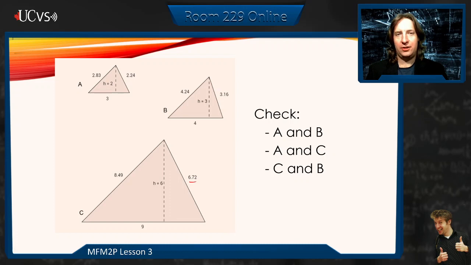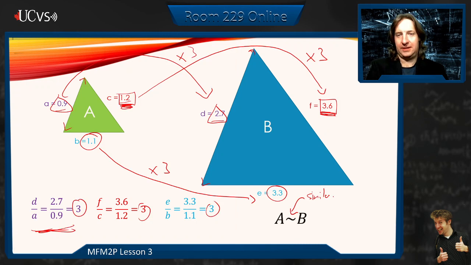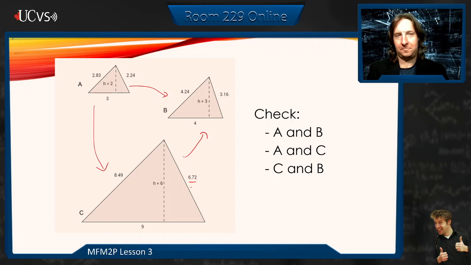So what you're going to have to do is 3 checks. You're going to have to check to see, is A similar to B? Is A similar to C? And is B similar to C? You have to do these 3 different times. Basically you have to do 9 of these fractions, these divisions. So we're going to check A and B, check A and C, and check B and C.